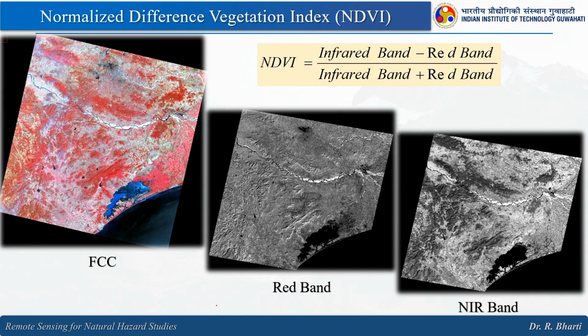We have one example which is Landsat 7 data only. Here you have the standard false color composite. Easily you can see these are the vegetation. These are the vegetation pixels wherever you have the red color or dark red color, and these light red ones are sparse vegetation, but still they are vegetation only.